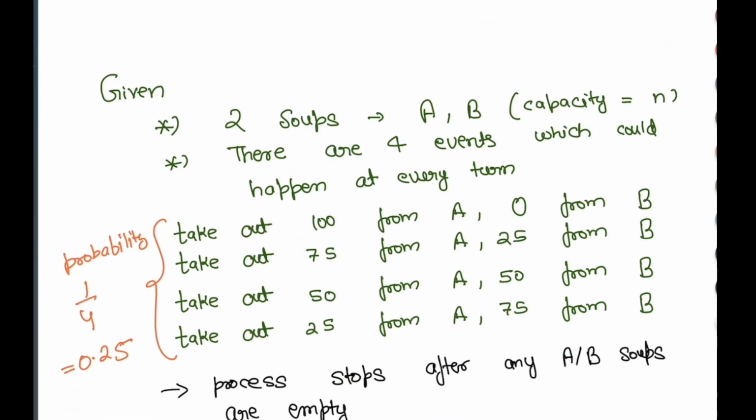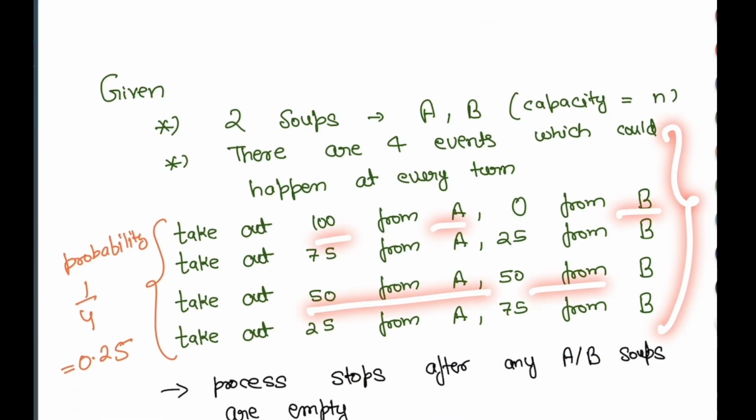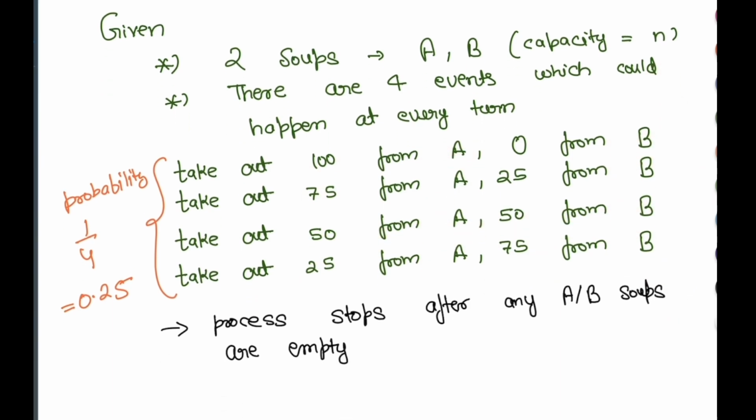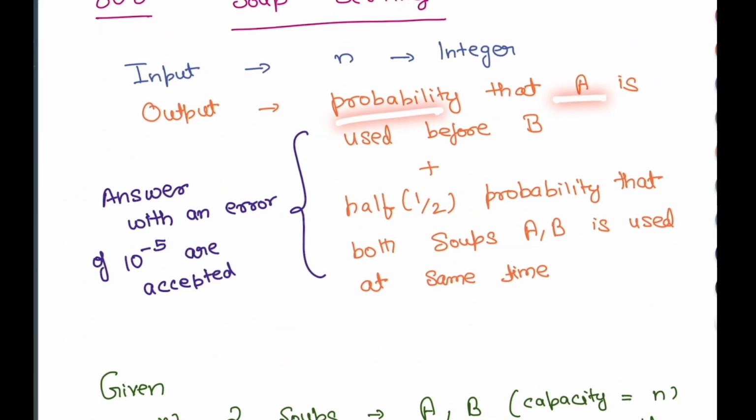Basically we need to start our process of taking out 100 from A and 0 from B, or taking out 50 from A and 50 from B. Basically any event could happen, but you will notice that after some time, when the process will stop, it will only stop after A or B soups are empty. We just need to find out the probability that A is going to be used up, or A is going to be empty before B.